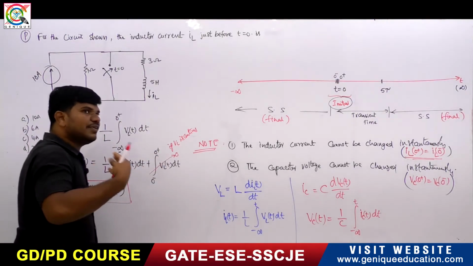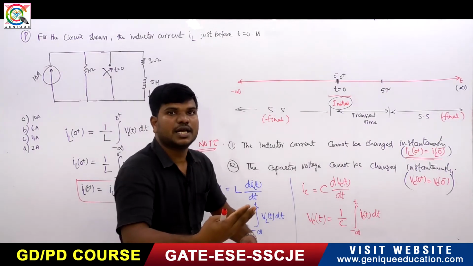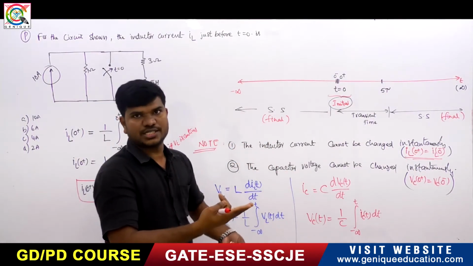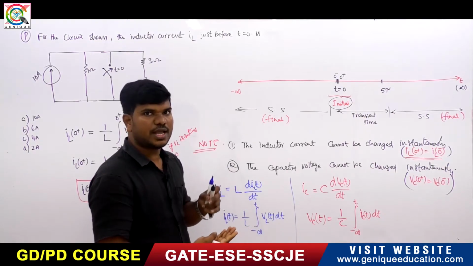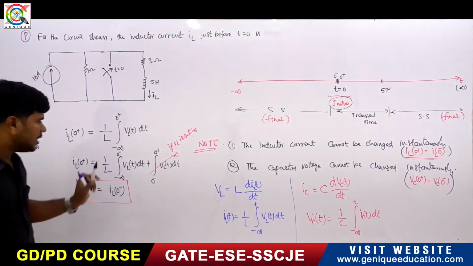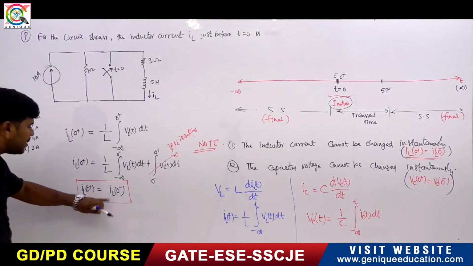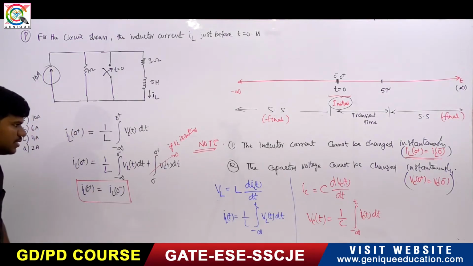The inductor will not be in a position to change its current even though the switching is done, even though the switch position is changed. So that is the point you have to take care about. This is IL(0+) is equal to IL(0-).